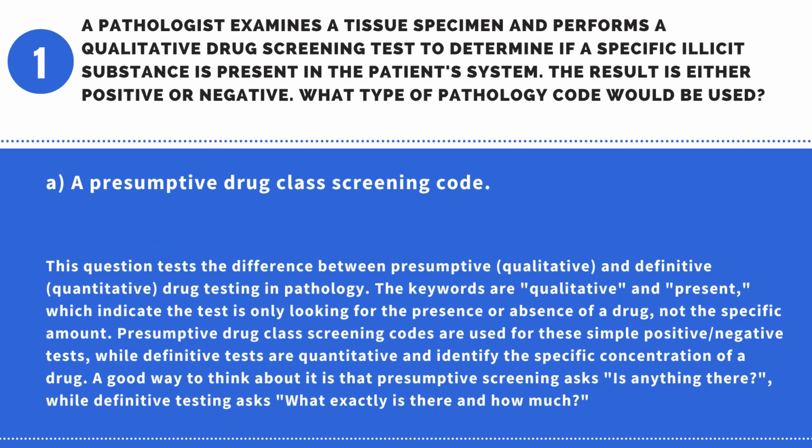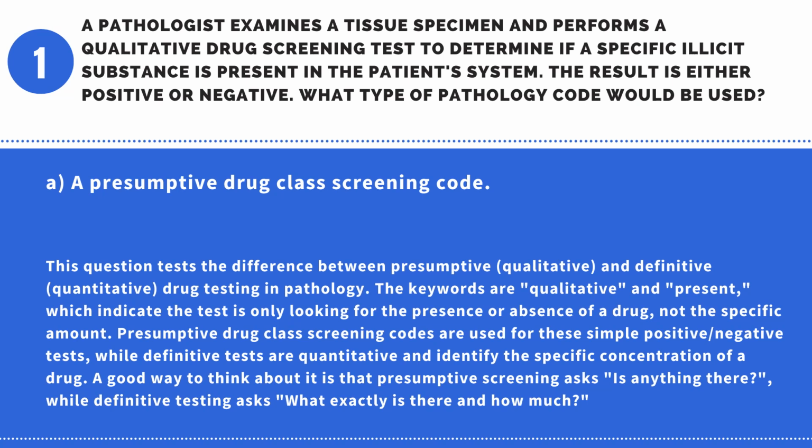Answer: A. A presumptive drug class screening code. This question tests the difference between presumptive, qualitative, and definitive, quantitative, drug testing in pathology. The keywords are qualitative and present, which indicate the test is only looking for the presence or absence of a drug, not the specific amount.